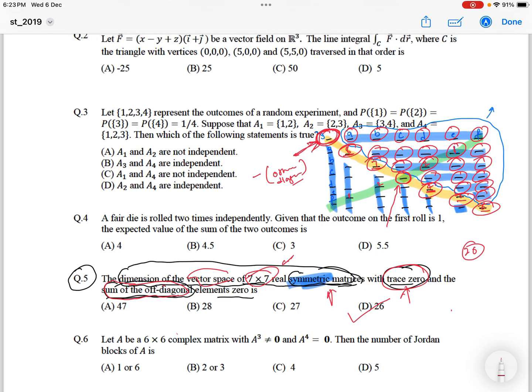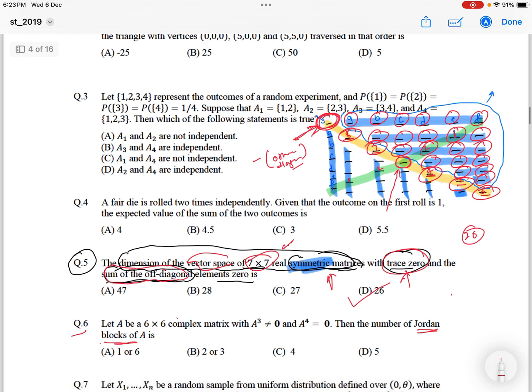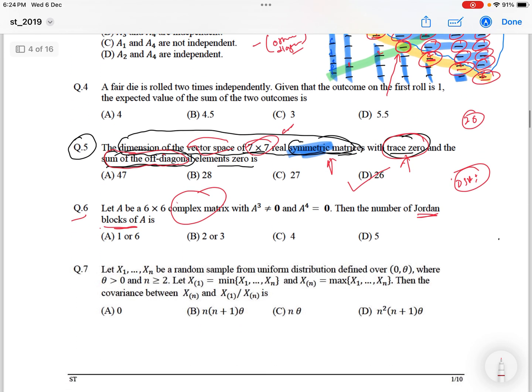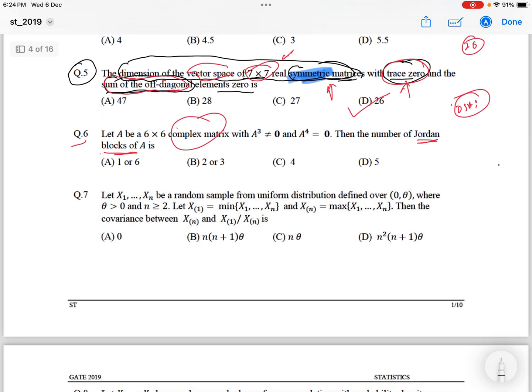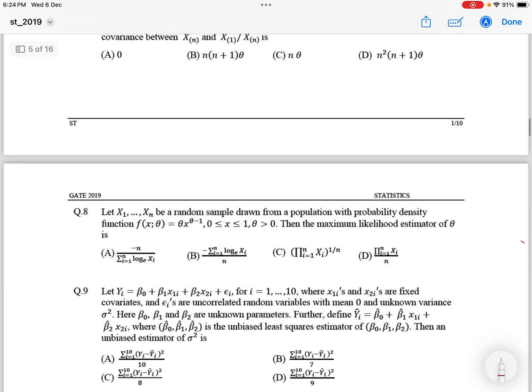Okay, now let's jump to the next question. Question number 6 is based on the Jordan block. This is not in our data science and AI syllabus, and it is also a complex matrix, so I hope we will not get any question from this.